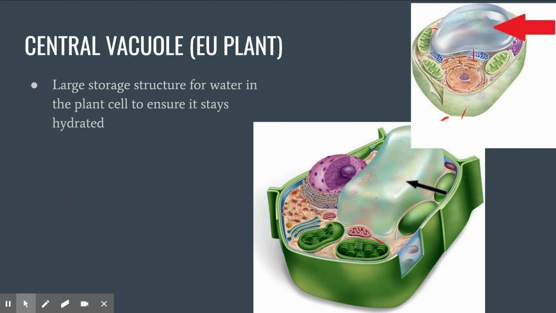So plants don't have the luxury of being able to stand up and get a glass of water or walk over to a lake and get a sip. So it makes sense that they need a way to store water in case it does not rain or it's a dry day. So the central vacuole is purposefully large for a reason, to store the water and materials for the plant in case the environment changes.